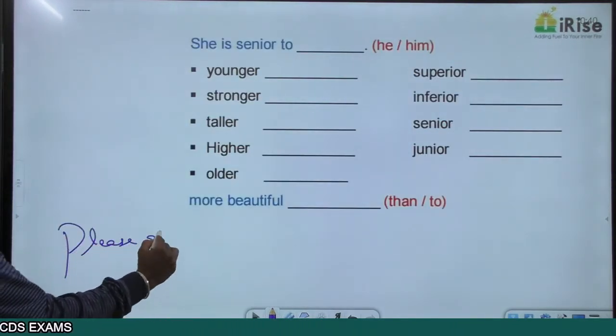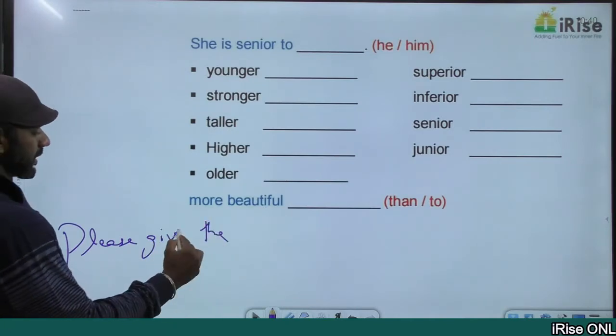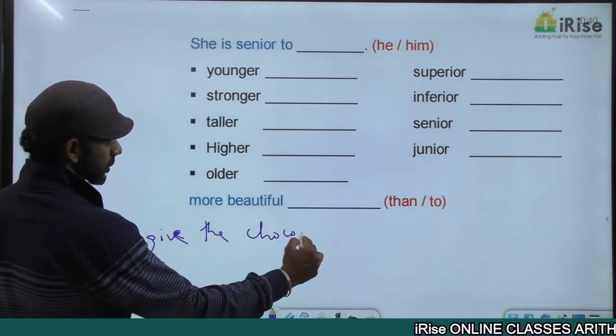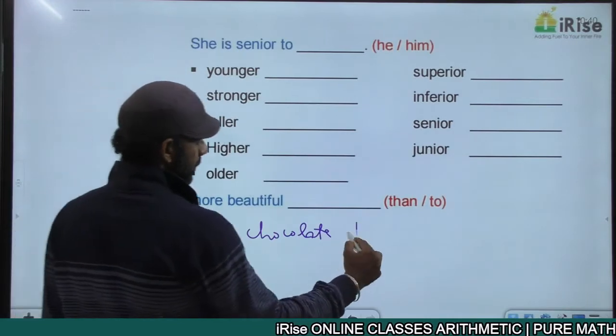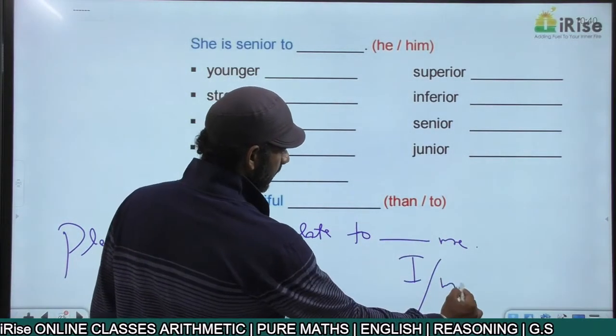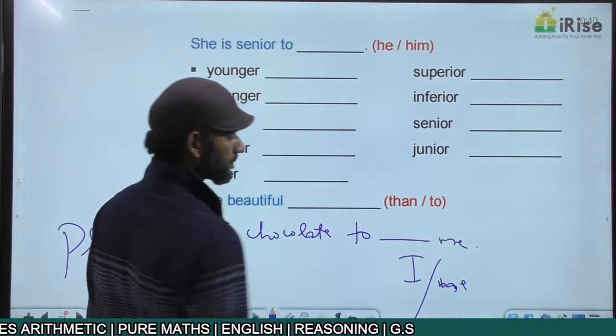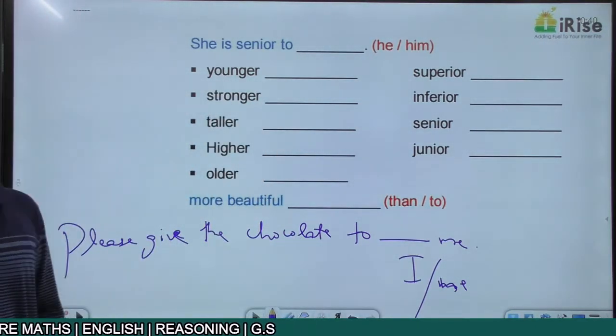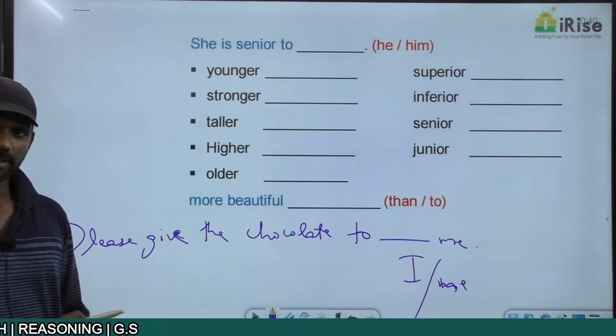Please give the chocolate to dash to. Options are I, me. Now, many rules are there, what we discussed.